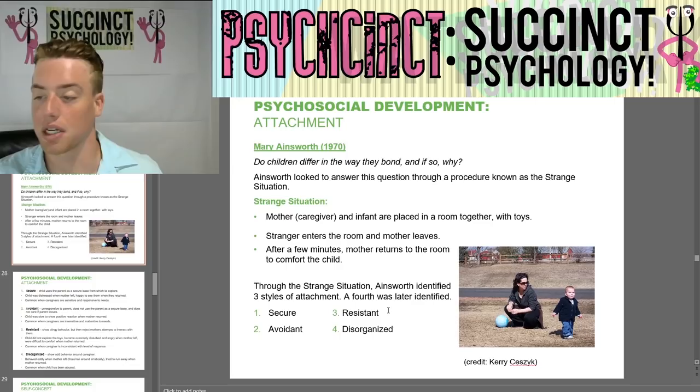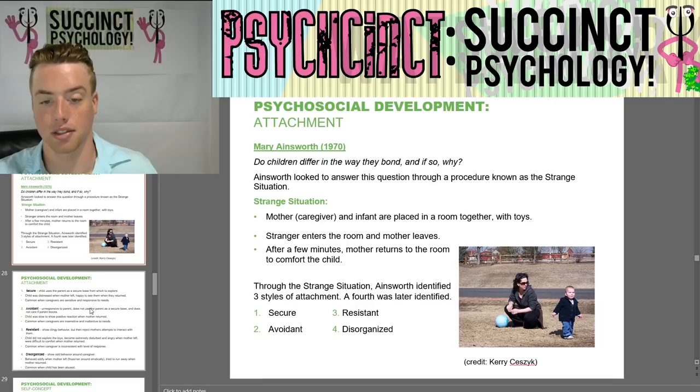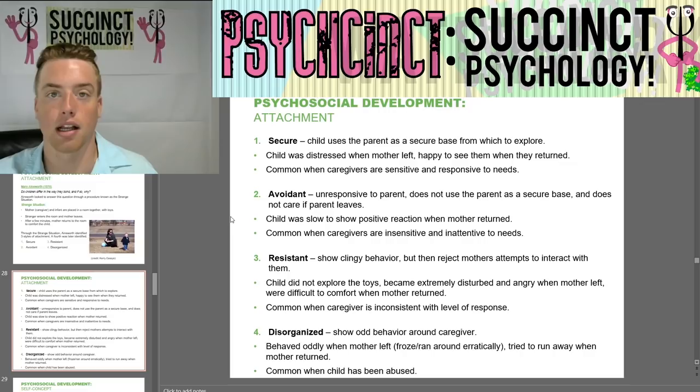Through the strange situation, Ainsworth identified three styles of attachment. A fourth was later identified. So you have secure attachment, avoidant, resistant, and disorganized. That is where we will stop the video today. We will go through the different types of attachment that Ainsworth discovered in the next video.